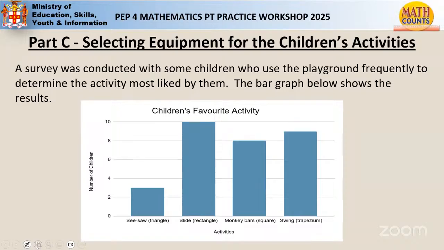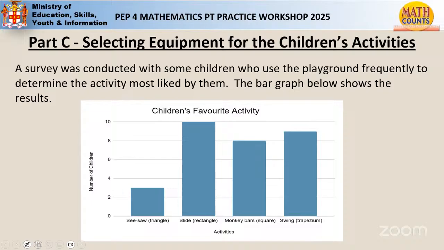So here is the part now. They are saying selecting equipment for the children's activity. At a recreational park, we want to ensure that there's a space where you can go and enjoy yourself. But not everyone likes everything on the playground. Some persons might like the slide, some the seesaw, some the monkey bar and some the swing. Everyone has preferences. And some people might just love everything.